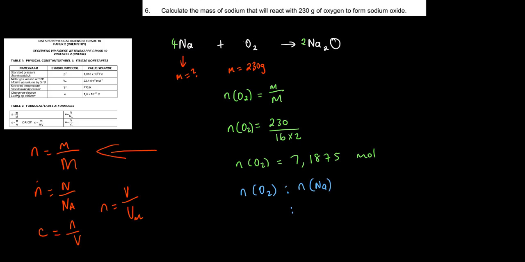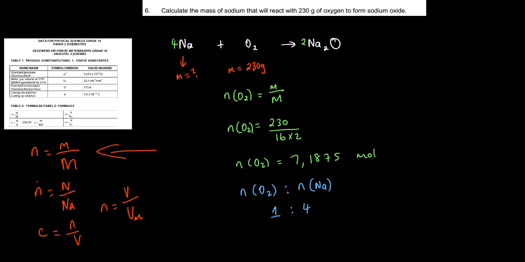So the molar ratio, look at the numbers. For oxygen, there is no number, right? Which means there is a 1. If there's no number, it means there is a 1 there all the time. It's not 0. And then sodium, it's 4.